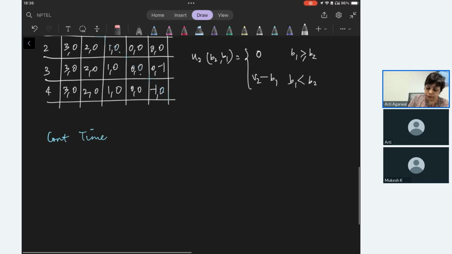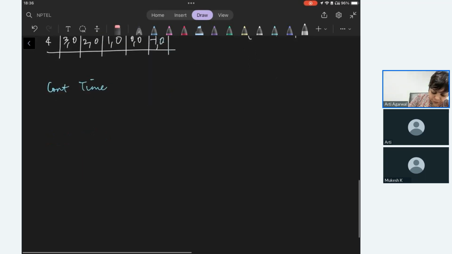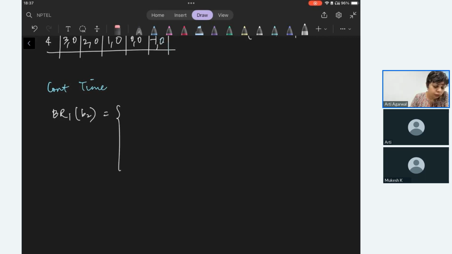Let's talk about the best responses. So let's write down the best responses of one, given V2. We have already written down the payoffs, so based on the payoffs, we are going to write down the best responses. Now let's see the best response of one, in the case where we will of course consider whether V1 is greater than V2 and all that, but also see what is happening here. Let's pay a little bit of attention.